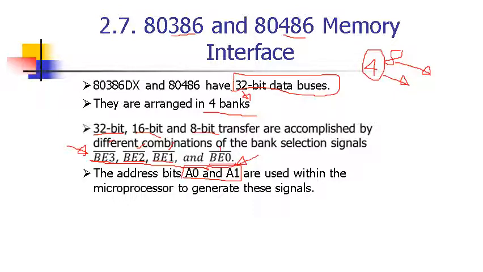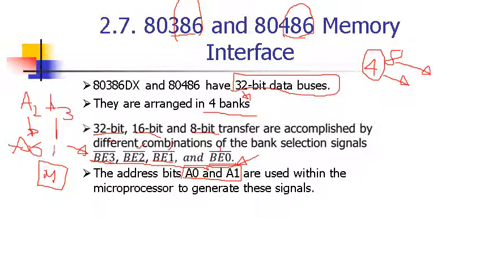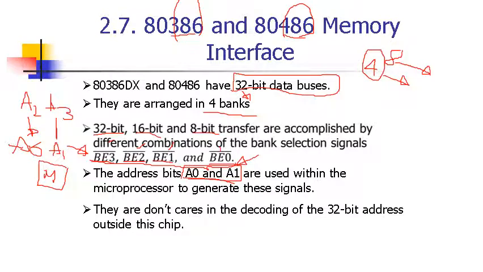So again, when you connect a memory device to your 386 or 486 microprocessor, you start connecting from A2 of your processor to A0 of your memory, A3 to A1, and so on. So you never use your A0 and A1 address bits of your microprocessor. Okay.